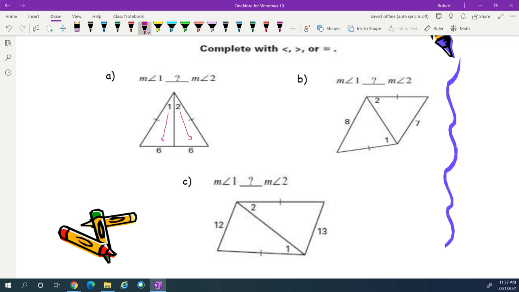Since the sides are the same, the angles are the same. Again, angles and sides that are opposite of each other. 8 is large, 7 is small. Then angle 1 is large, angle 2 is small. And that can let us fill in our less than or greater than symbols. Angle 1 is greater than angle 2. In this last one, angle 1 is less than angle 2, because angle 1 is opposite to 12, and angle 2 is opposite to 13.